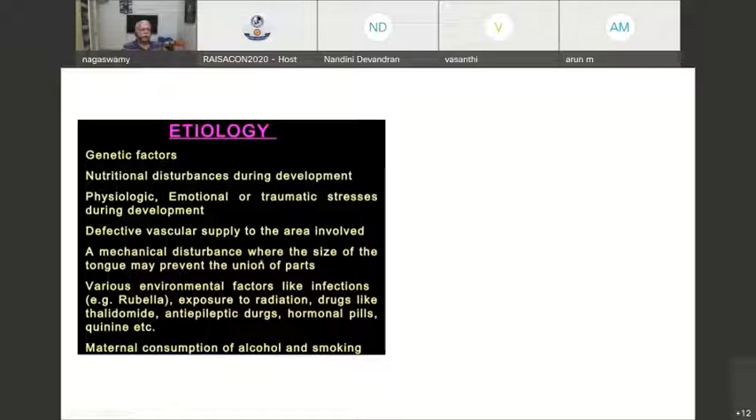And the mechanical disturbance, when the size of the tongue may prevent, as I told you in Pierre Robin, or environmental factors like infections, rubella, exposure to radiation, drugs like thalidomide or anti-epileptic drugs. Supposing the mother is on anti-epileptic medication, or hormonal pills, or quinine taken for malaria, all these things can affect if they take it in the first trimester, because the development is between 4 to 10 weeks. And maternal consumption of alcohol or smoking also has been said to be one of the causes for the cleft lip and palate.